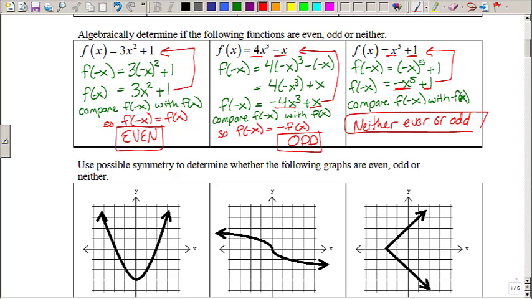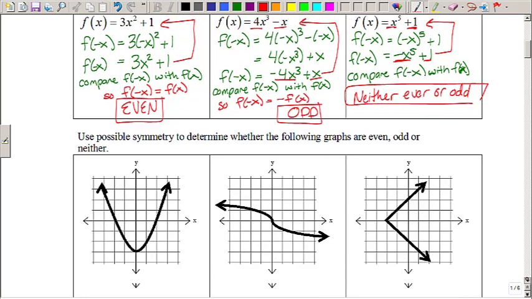Similarly, we can use possible symmetry to determine whether the graphs are even, odd, or neither. We said that even functions have symmetry with respect to the y-axis. Odd functions have symmetry with respect to the origin. And if it has any other symmetry or no symmetry at all, it would neither be even nor odd.